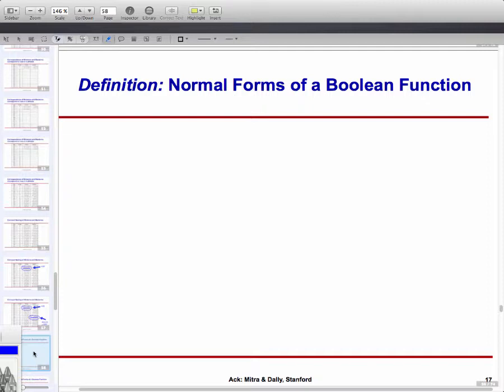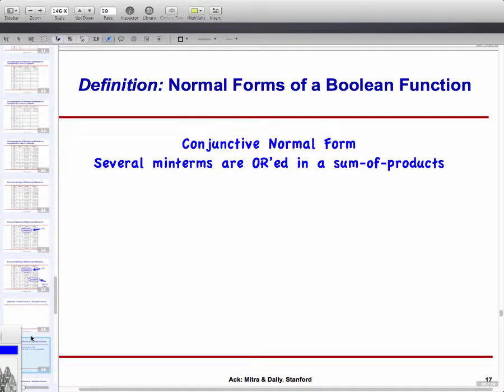But there is going to be one unique representation that we want, so that when we write an expression for the same function, we want to do it the same way. So there is something we are going to agree upon, and that is called the normal form of a Boolean function. It is called sum of products. That is, we take some minterms and add them together, and OR them together. Or it's called conjunctive normal form.